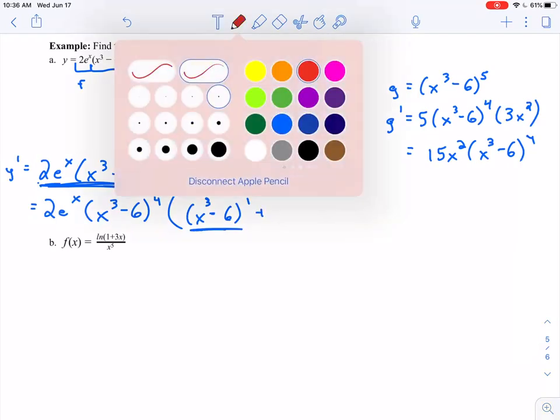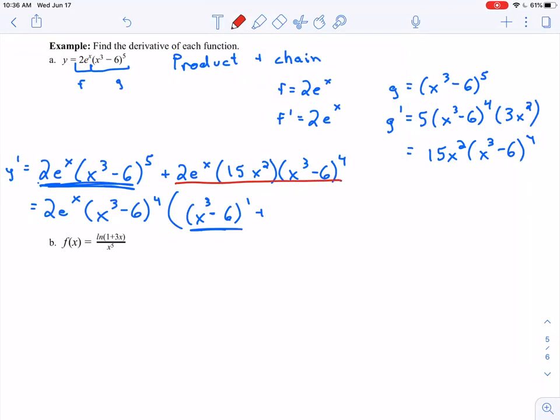Plus, over here, I factored out 2e to the x, that part's gone. X cubed minus 6 to the 4th, well, I factored out all 4 powers of those, so the only thing I'm left with then is this 15x squared. So plus 15x squared. That's all that's left from this term right here. And again, you could probably leave it here at this point.